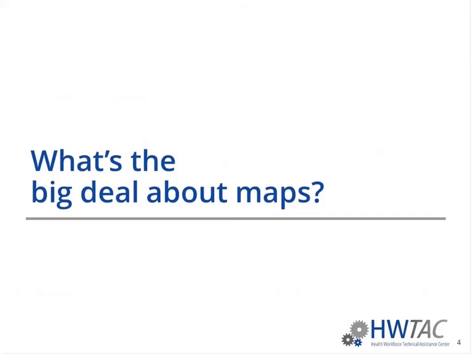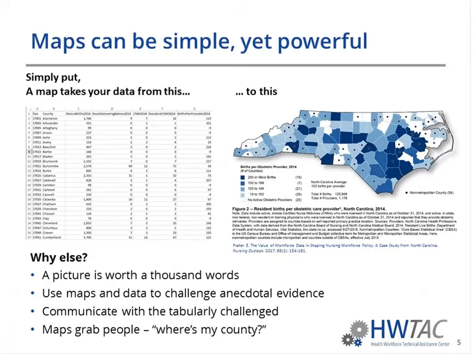Now, what's the big deal about maps? And I know some of you make maps, a good chunk of you make maps, and that's awesome. Simply put, a map takes your data from a table, from just a jumble of numbers, and it turns it into a pretty picture where you can see patterns and you can start asking questions. Pictures catch people's attention. Pictures are worth 1,000 words. Not everyone can read a table. They don't understand a table. It's just a mess of numbers and they don't know what's going on. But when you put it in a map, people start understanding and they start going ooh and ah.